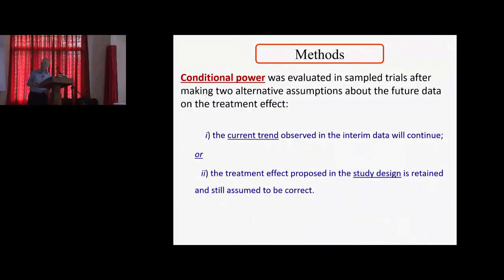So we did the calculation of conditional power, making those two alternative assumptions that I mentioned just now. One was that the current trend would continue, and the other was that the study design treatment effect would be retained, that we believed that it was right in the first place, and we hang on to it and assume that it will remain in place for the remaining data. So how strongly do you believe your protocol? How much do you believe what you thought before at the beginning of the study, and how much has your opinion been changed by what you've seen in the interim analysis? And you can go one side or the other depending on your thinking.